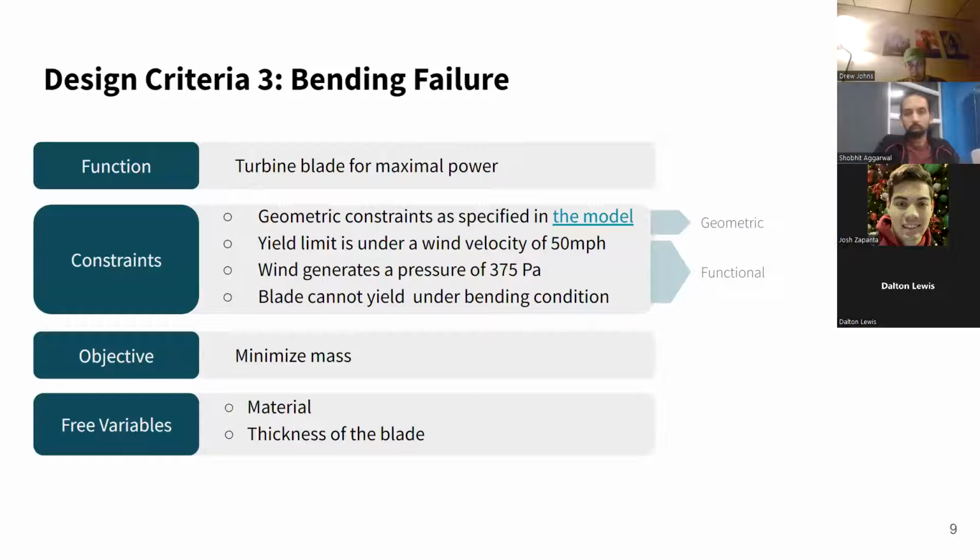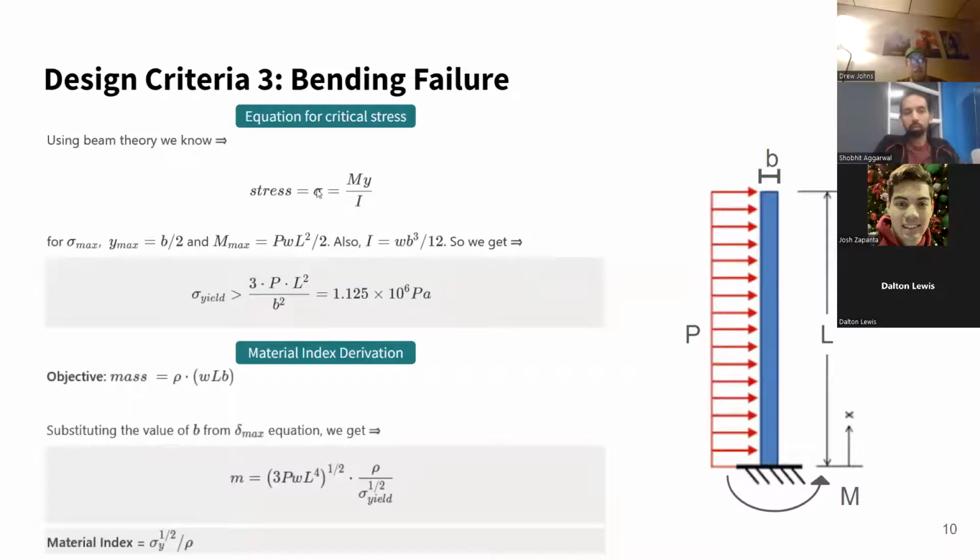Again, using the same geometric constraints and the wind pressure constraints, but instead of deflection, we evaluate that the blade cannot yield under the bending condition, once again minimizing mass and leaving the free variables the same. We note from beam theory again an expression for stress in terms of the bending moment, and that the maximum stress would occur at the base of the beam, at the top or the bottom of the beam, where it is furthest away from the neutral axis.